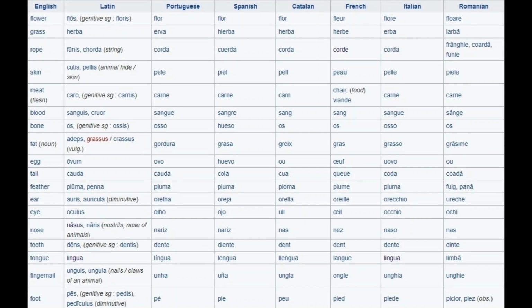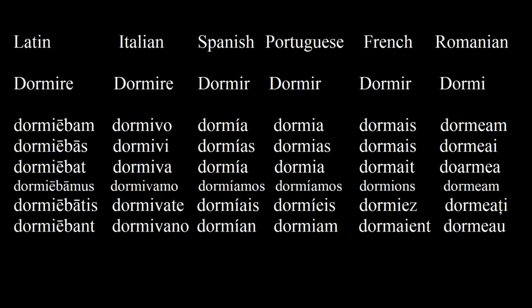So as we have seen, there's much similarity in vocabulary between Latin and the Romance languages. But the grammar has changed enough that speakers of a Romance language won't be able to automatically understand Latin without studying it.